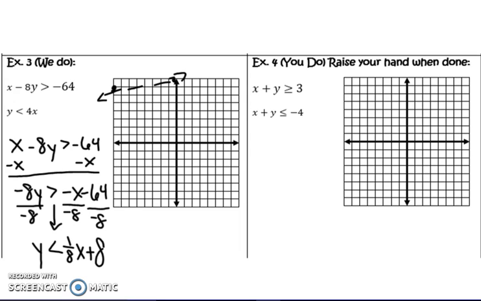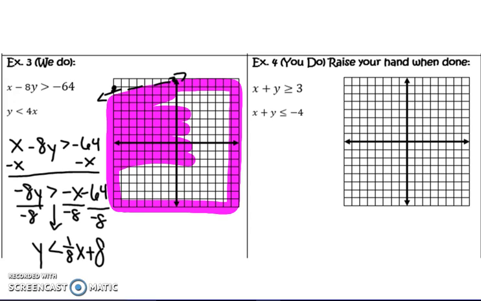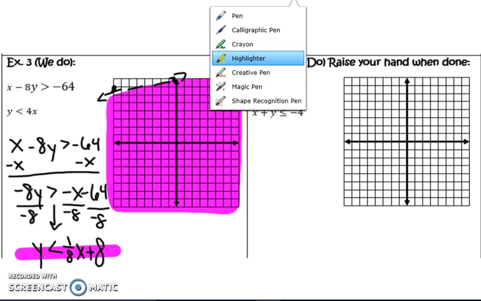Now, it is y is less than, not less than or equal to. So it's going to be everything below my intercept, which is just about the whole graph. And that's okay. If it fills the whole graph, it fills the whole graph. It just depends how you graph it. So that is my first equation.